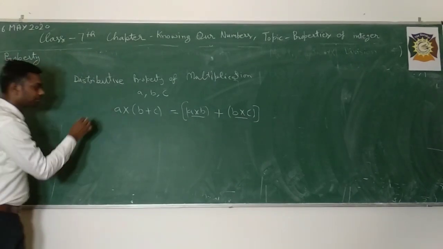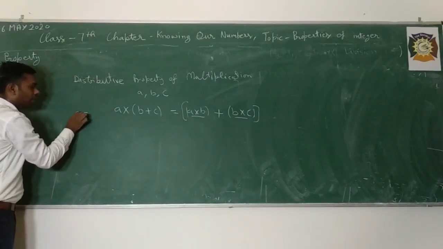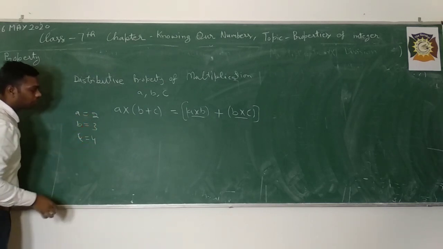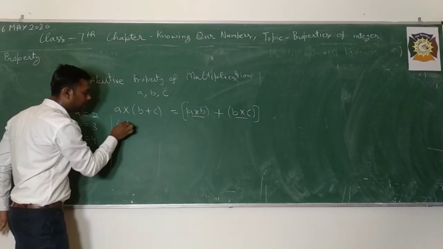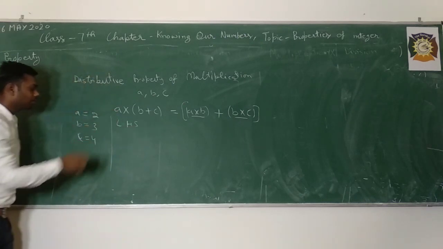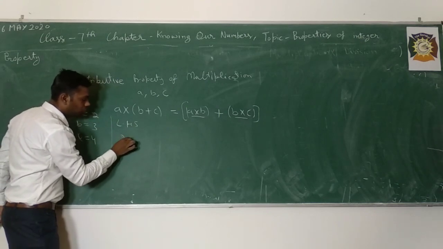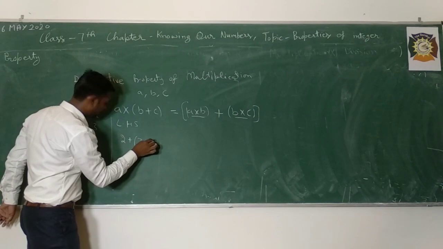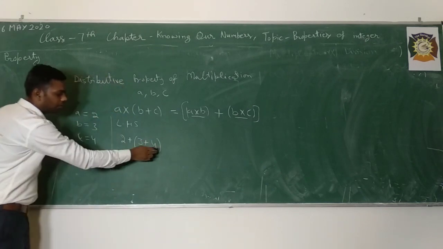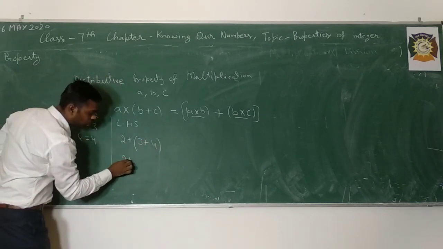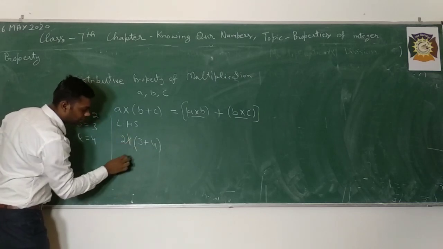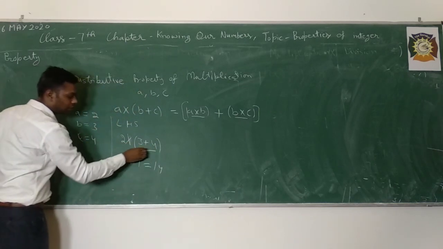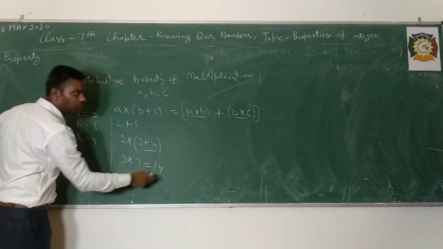Let's take an example. Take a equal to 2, b equal to 3 and c equal to 4. Take the left hand side: a into b plus c. Put a equal to 2, b equal to 3 and c equal to 4. We have to add these two first. 3 plus 4 is equal to 7. 2 into 7, that is 14.